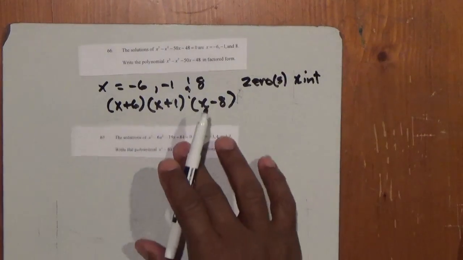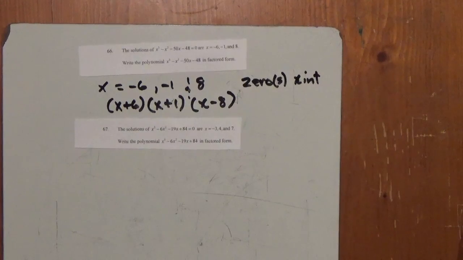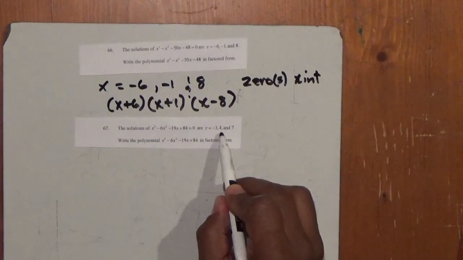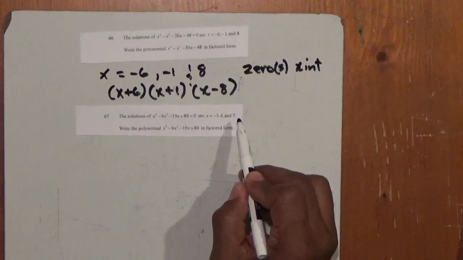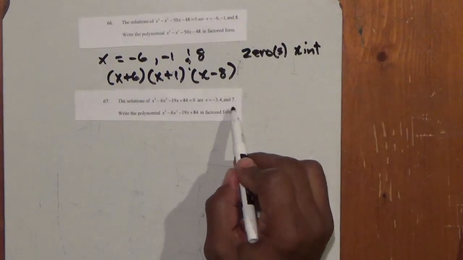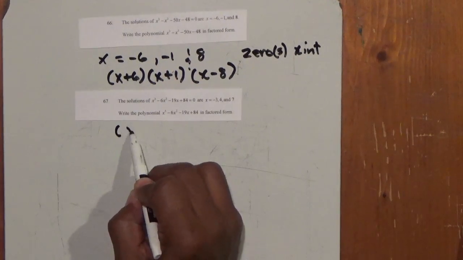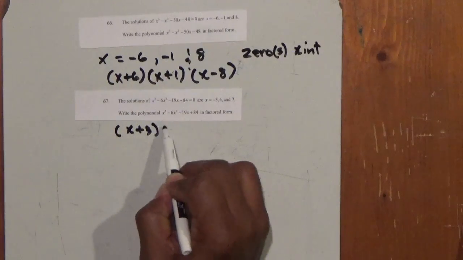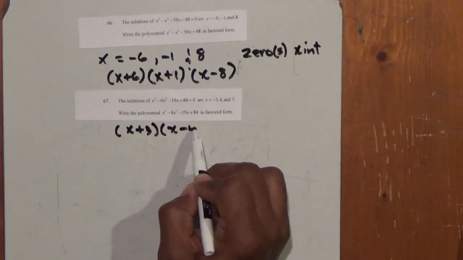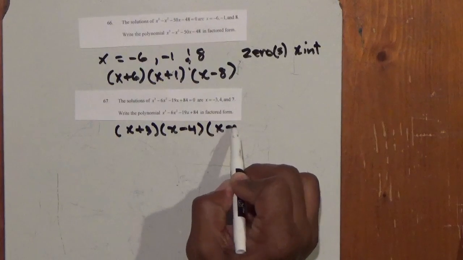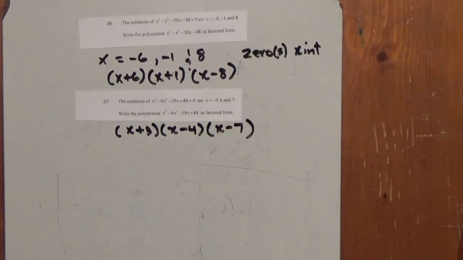Same thing for 67. The solutions are negative 3, 4, and 7. If these are the solutions, then the factored form is x plus 3 times x minus 4 times x minus 7.